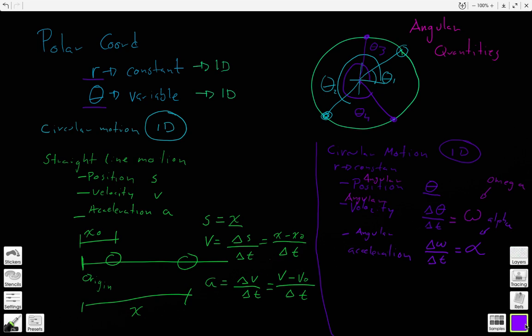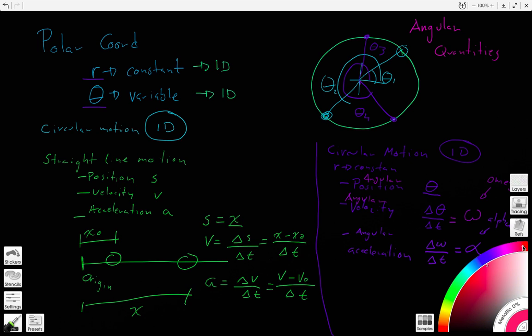Okay, so now let's look at how these things look even better. I want you guys to know and figure out that there's a correlation between these two types of motion. In a straight line motion, we have position. In a circular motion, we have angular position. In a straight line motion, we have velocity. Here we have angular velocity. In straight line motion, we have acceleration, and here we have angular acceleration. So let's look at a new layer.